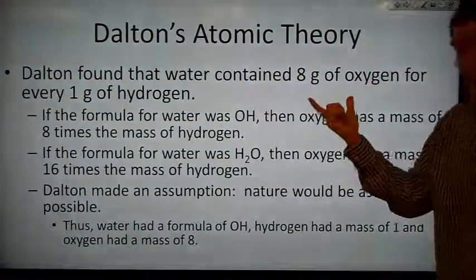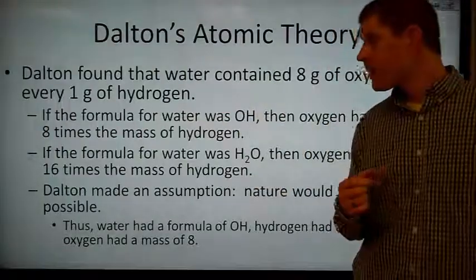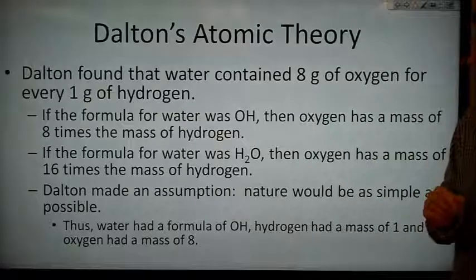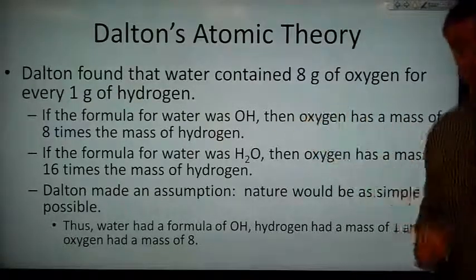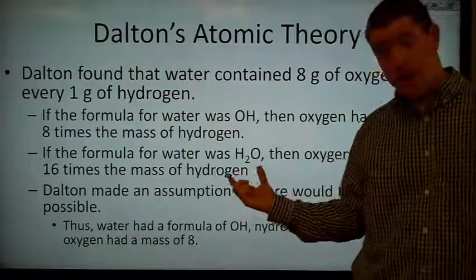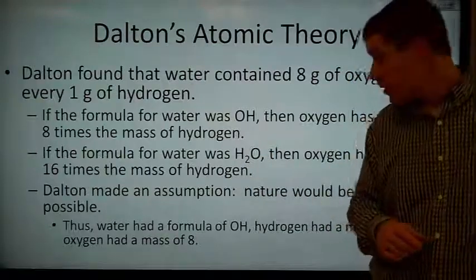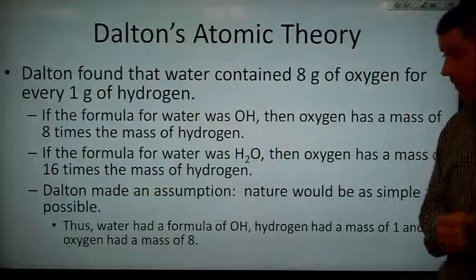He finds that water contains 8 grams of oxygen for every 1 gram of hydrogen, which means that if the formula for water was OH, with 1 oxygen and 1 hydrogen, then oxygen has a mass that's 8 times the mass of hydrogen. Now, if the formula for water was H2O, with 2 hydrogens for every 1 oxygen, then oxygen has a mass of 16 times the mass of hydrogen.